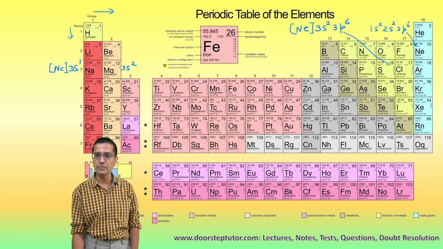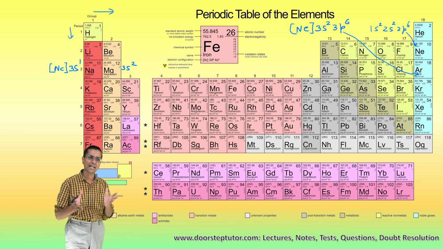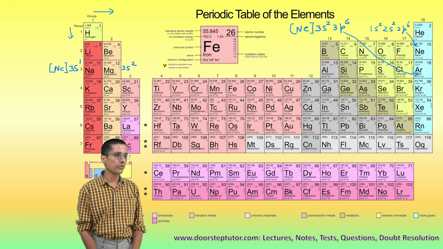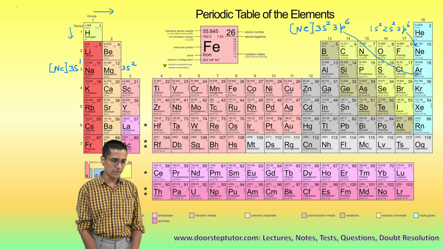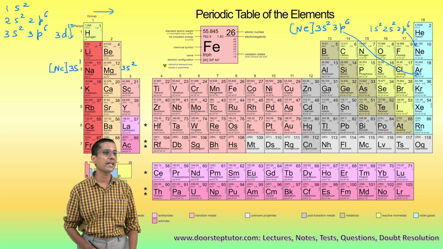Now of course there is some problem here. There is something that I am missing, and some students might have already guessed it. So we start from the top. What do we have at the very first? We have 1s2, then we have 2s2, 2p6, and then in the third shell I have 3s2, 3p6, but additionally I also have 3d10. Okay, so that is the problem.